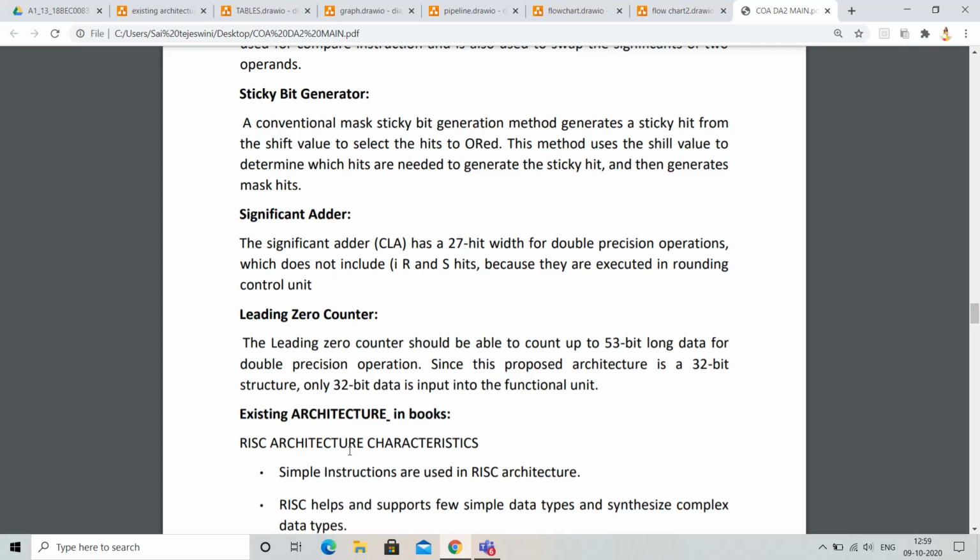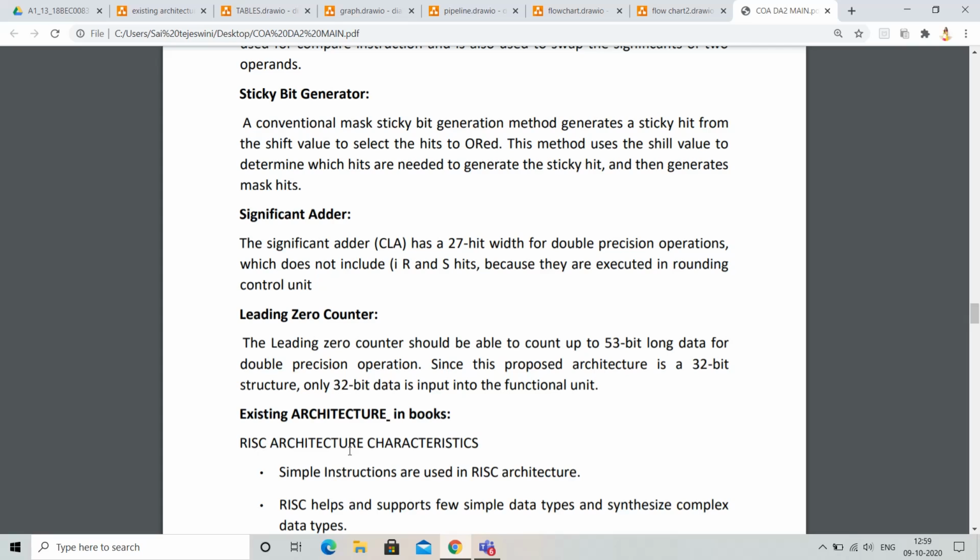Leading zero counter. The leading zero counter should be able to count up to 53-bit long data for double precision operations. Since this proposed architecture is a 32-bit structure, only 32-bit input is input into the functional unit.